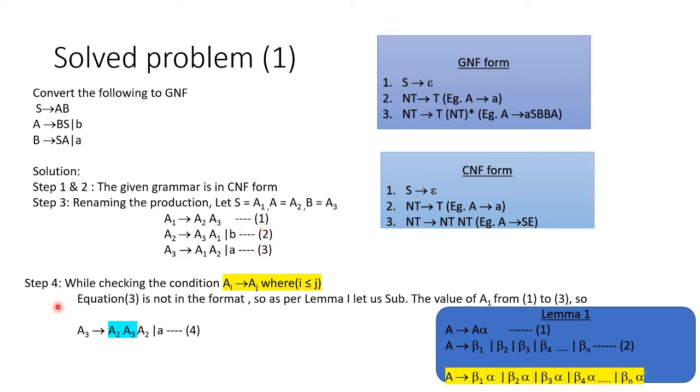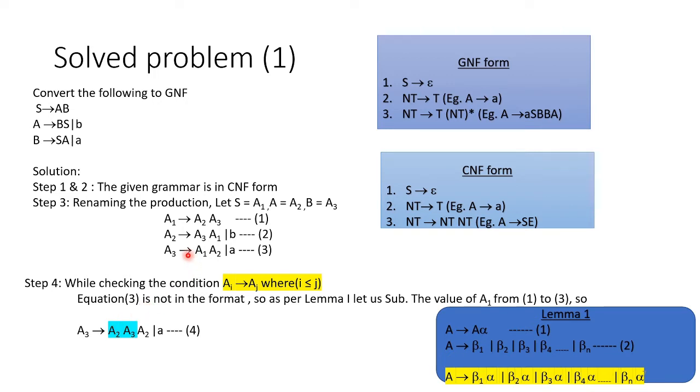Now step 4 is that we need to check the condition that the subscript on the left-hand side should be lesser than the subscript on the right-hand side. Here A1 to A2 is less, no problem. A2 to A3 is less, no problem. Then A3 to A1, so this is where we can start from. This is used only to give us a hint of where to start. So I am taking equation 3, which is not in the required format.